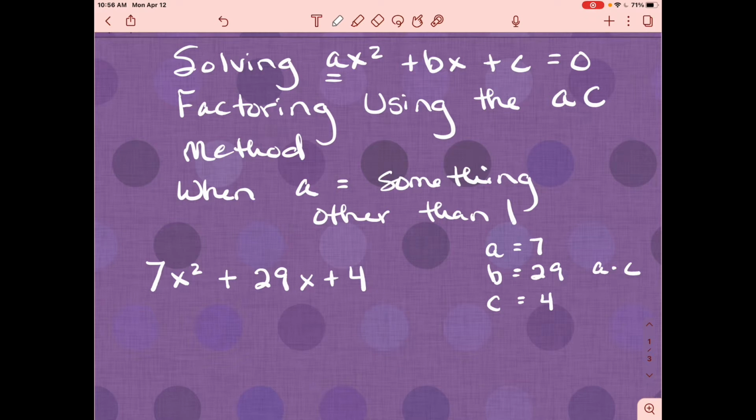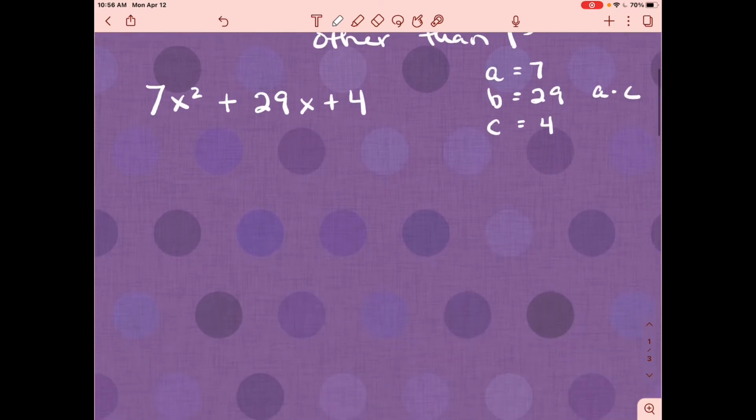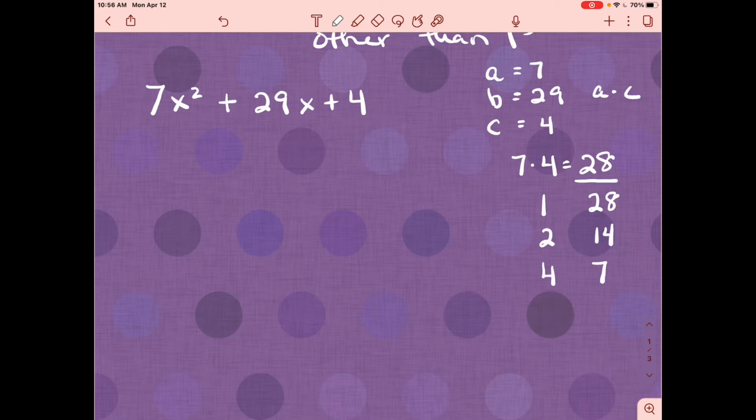In all the cases before this lesson, there was a 1 where that 7 is, and we didn't have to take into account a number there, but now we do. So we are going to do 7 times 4. 7 times 4 is 28. And now what we're going to do is grab the factors of 28. 1 times 28, 2 times 14, not 3, but 4 times 7. I think we've got them all.